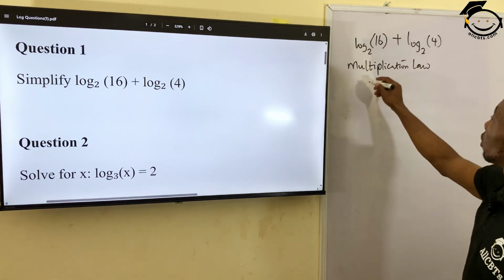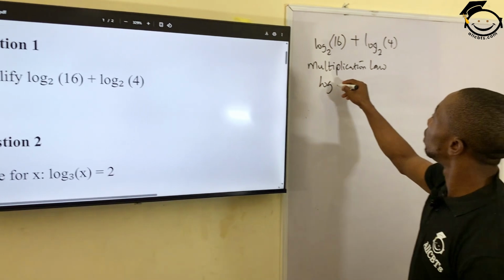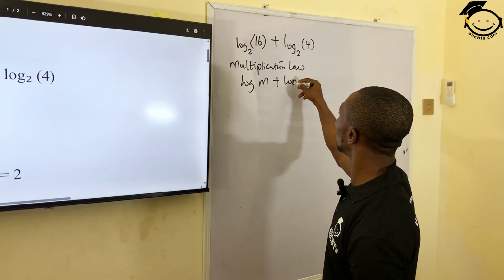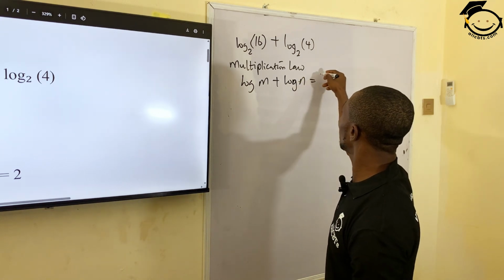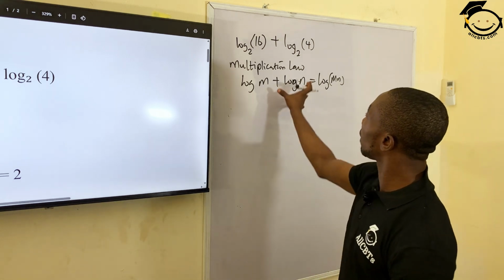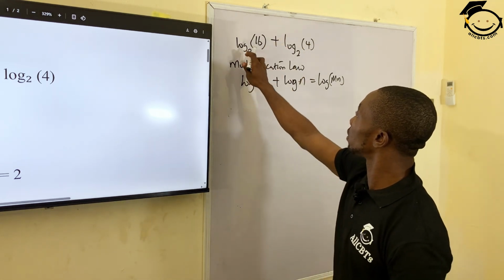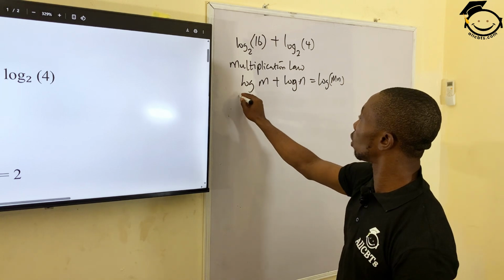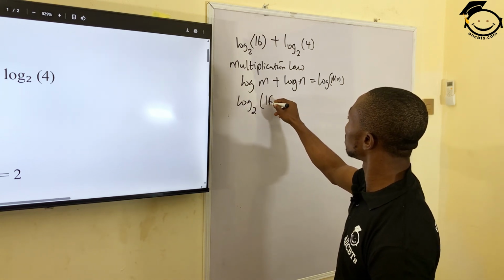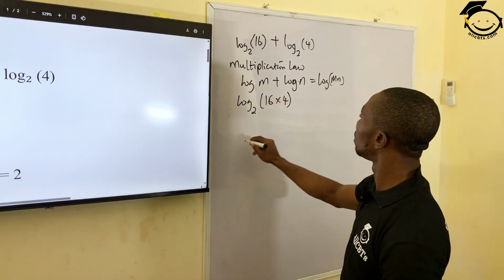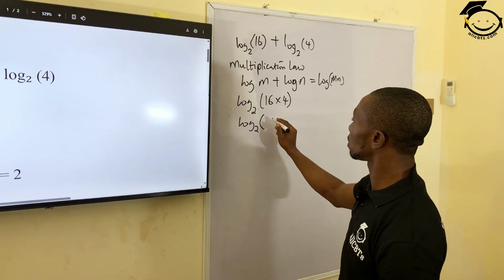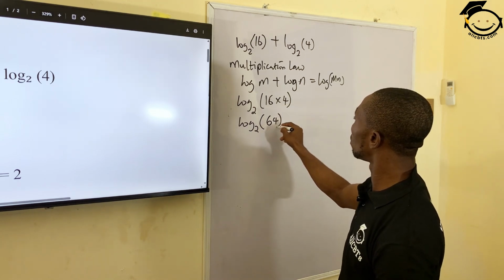Now, our multiplication law says if we have log m plus log n, it is going to give us log mn. Applying this law, since both are of the same base, this becomes log₂ of 16 times 4, which will give us log₂64.